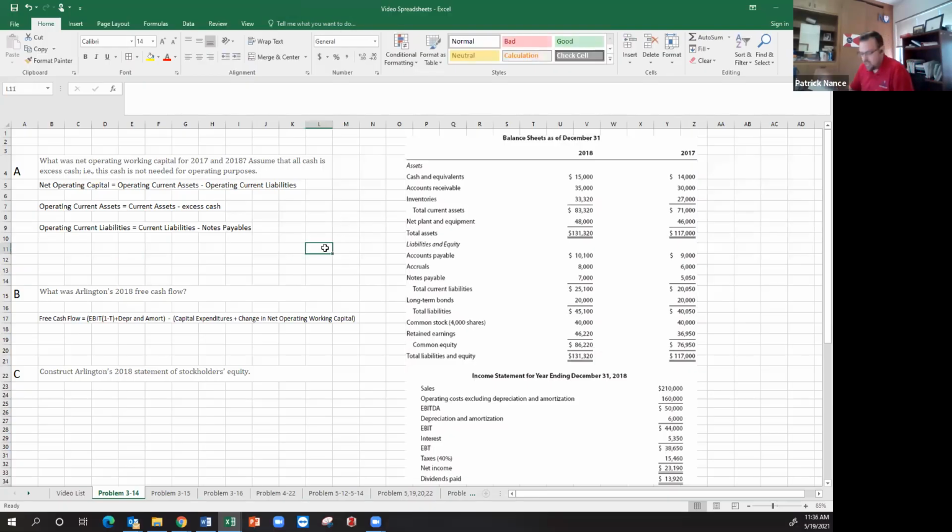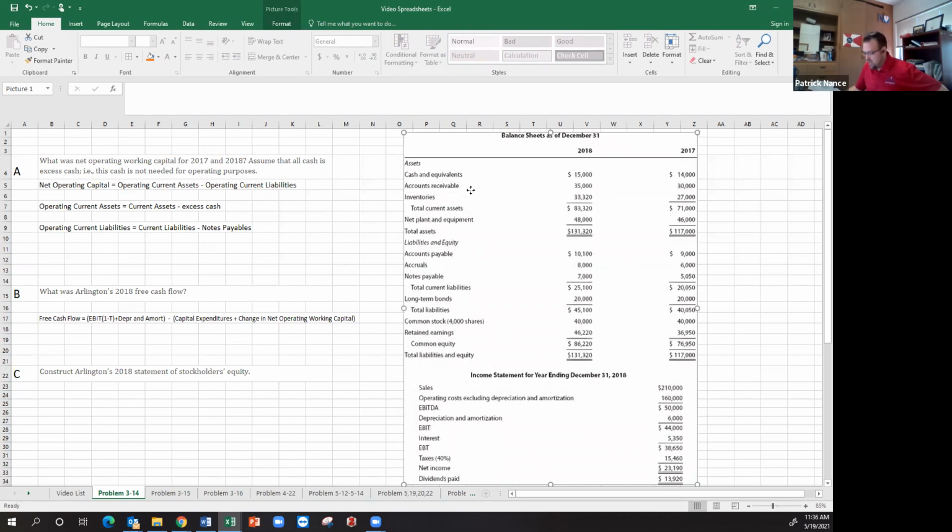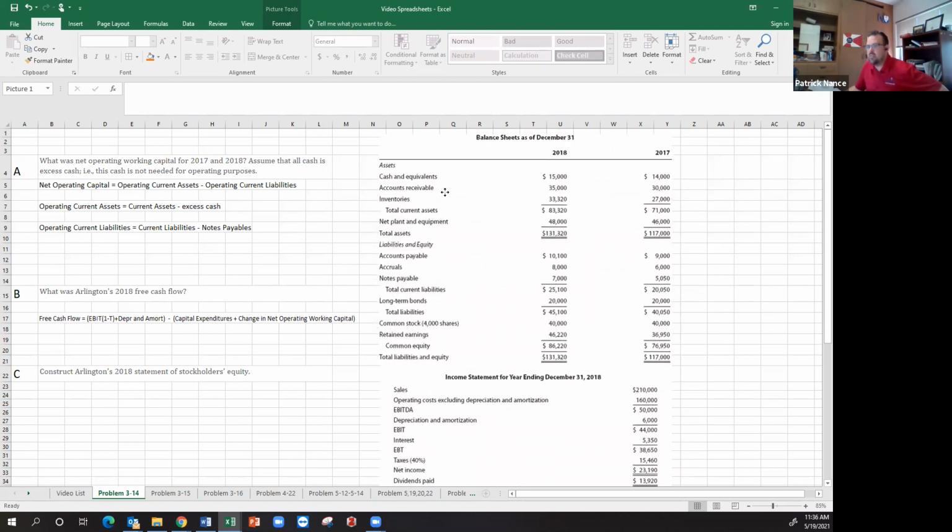Okay, today we're going to look at a problem from chapter 3, dealing with working capital and free cash flows. So this is the organization we're looking at here. This is a set of financial statements. We've got financial statements from Arlington Corporation, from 2017 and 2018.